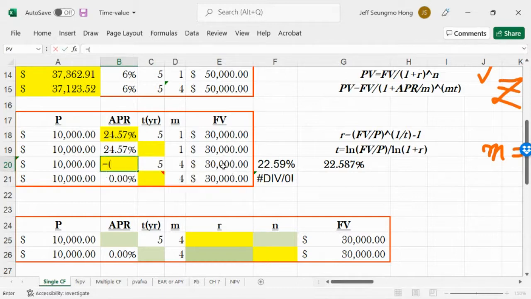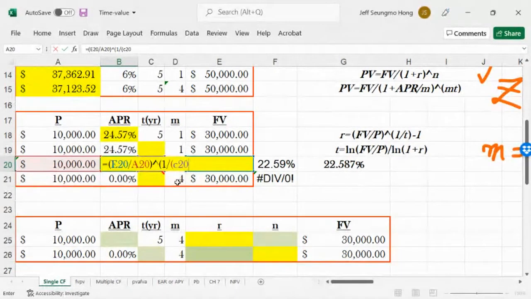Okay, FV over P leads to 1 over, now, another parenthesis, because you'll have to multiply that 5 by 4. And then your T is where? In C20. So we'll type in C20. And you must multiply it by 4, which is in D20.